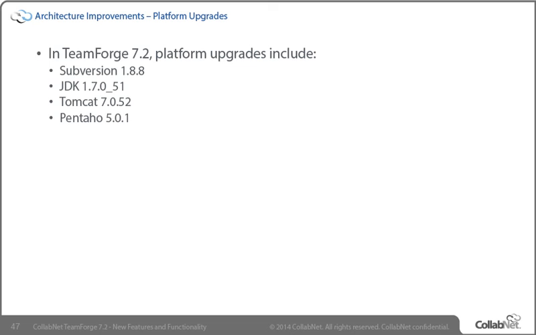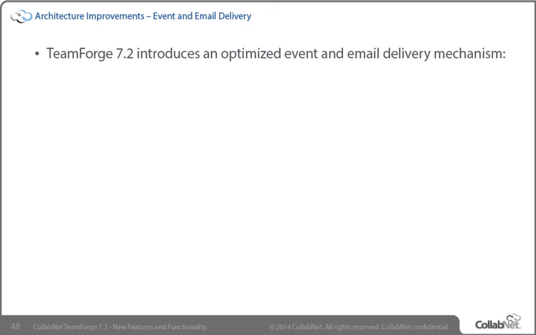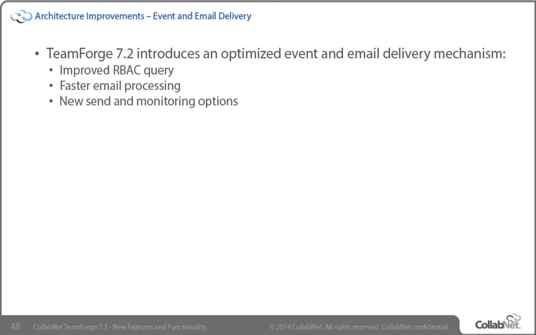With TeamForge 7.2, Subversion, the JDK, Tomcat, and Pentaho have been upgraded to newer versions providing the latest in security enhancements. Changes to the event and email delivery mechanism include improved role-based access control, faster email processing, and new send and monitoring options. BCC is now used in place of CC. Batch sends are available, and there is separate monitoring for events.